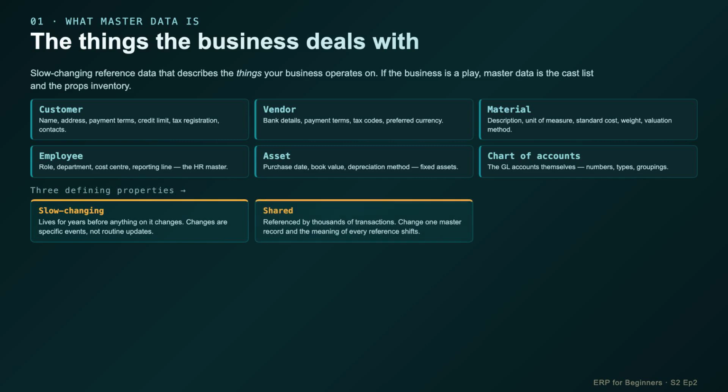Three things characterize master data. It's slow-changing. A customer record lives for years before anything changes. It's shared. The same record is referenced by thousands of transactions. And it's authoritative. When the master says net 30, net 30 is the truth the whole system uses.